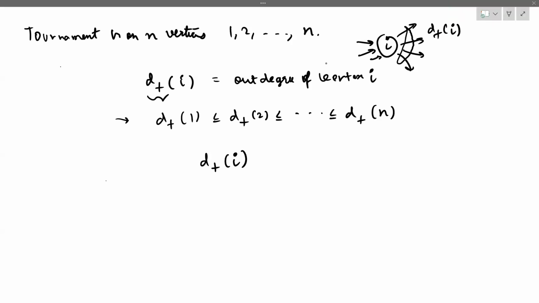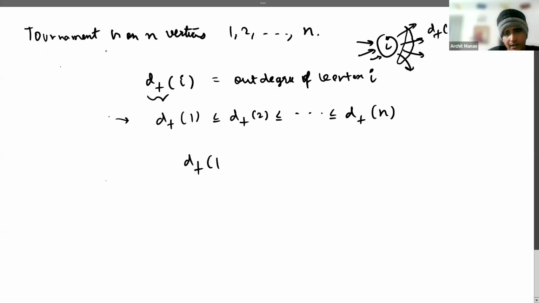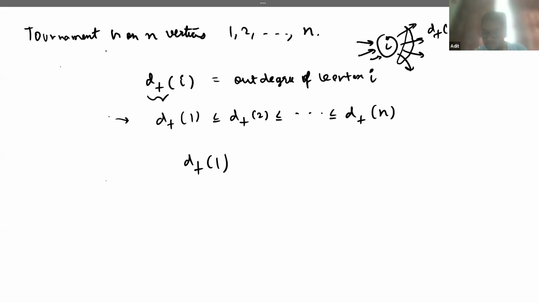Isn't the lower bound 0? Yes. Or if i is not 1, the lower bound is 1. Okay. Let's do it this way. Can you all tell me something about d plus of 1? How small could d plus of 1 be? It could be 0. All right, acceptable. What about d plus of 2?